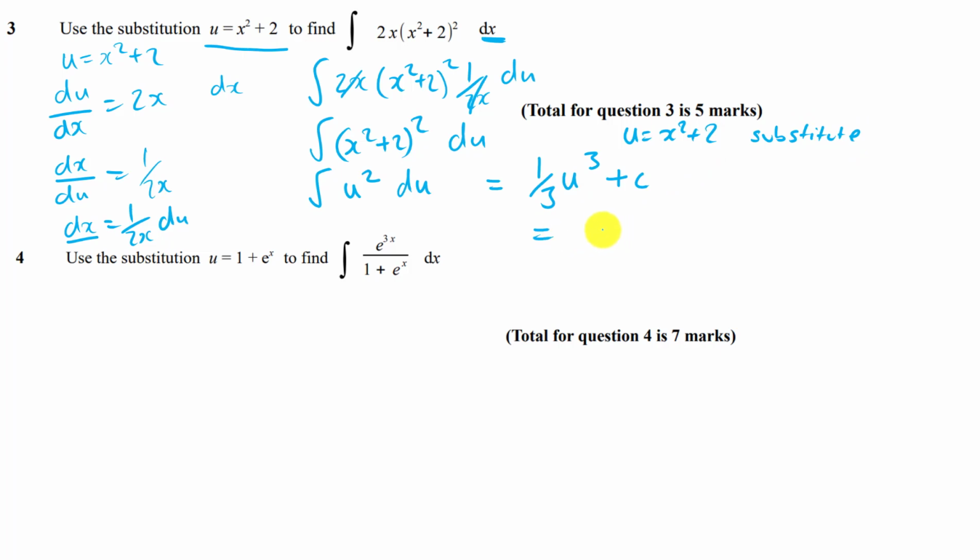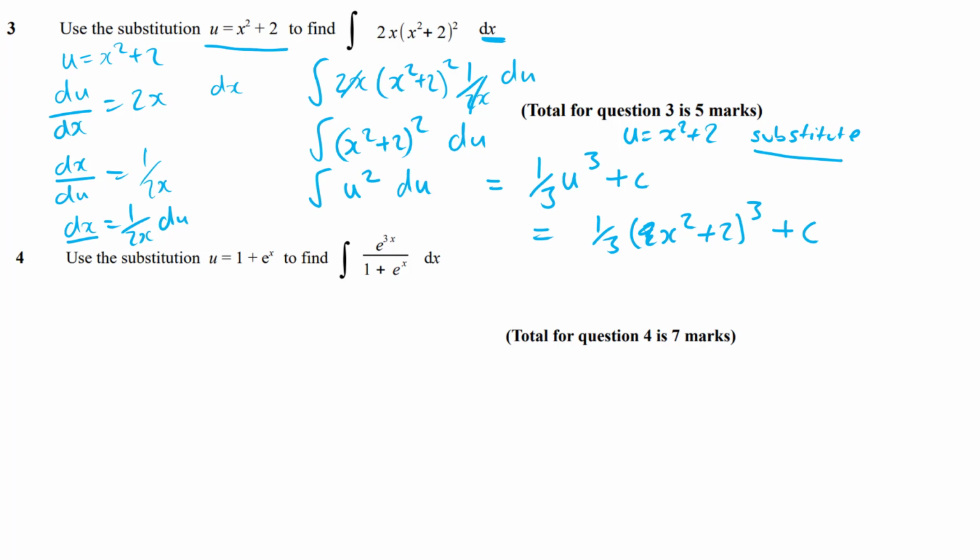So we're going to get a third times x squared plus 2 cubed plus c, and then you can see why this is called integration by substitution. Oh, okay, well done. Right, Ollie, are we okay with that? Yeah. Well done. Okay, you can do the next one then.